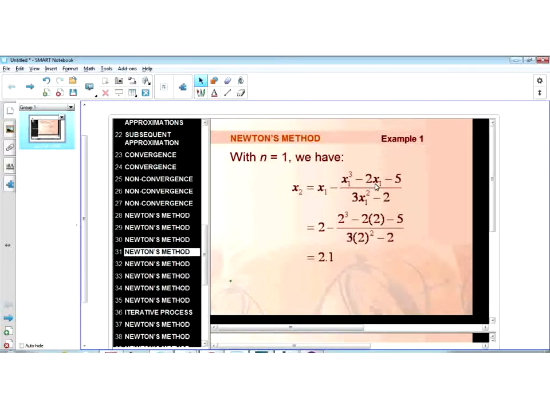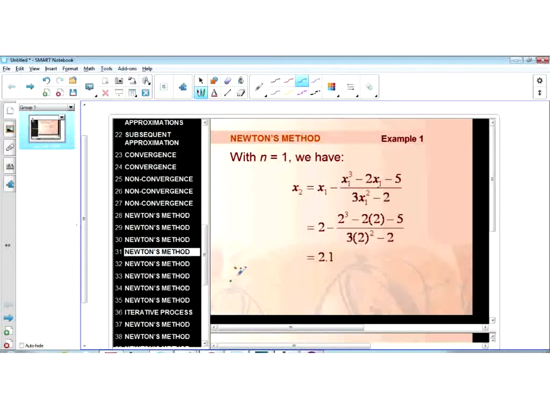So for n equals 1, x of 2 is equal to x of 1 minus all of this. And then x of 1, of course, is 2, so you plug in 2 for x of 1, and you get x of 2 is equal to 2.1. All right? And so the question asks you to find x of 3.